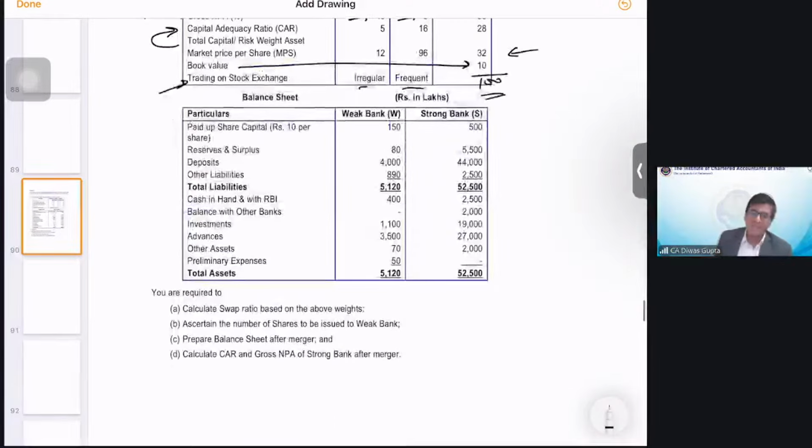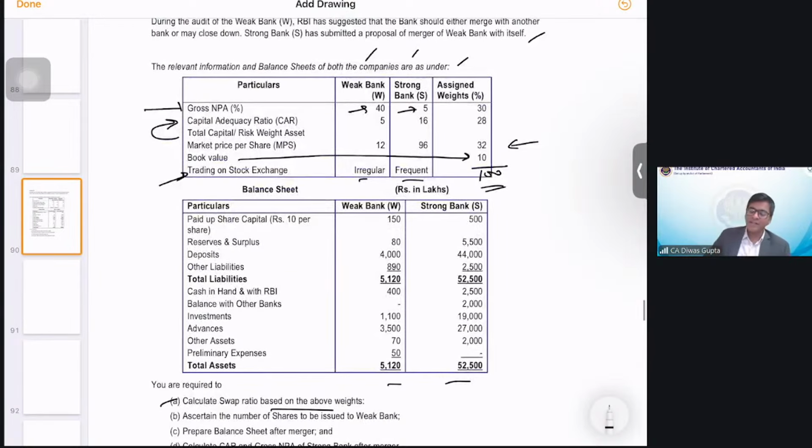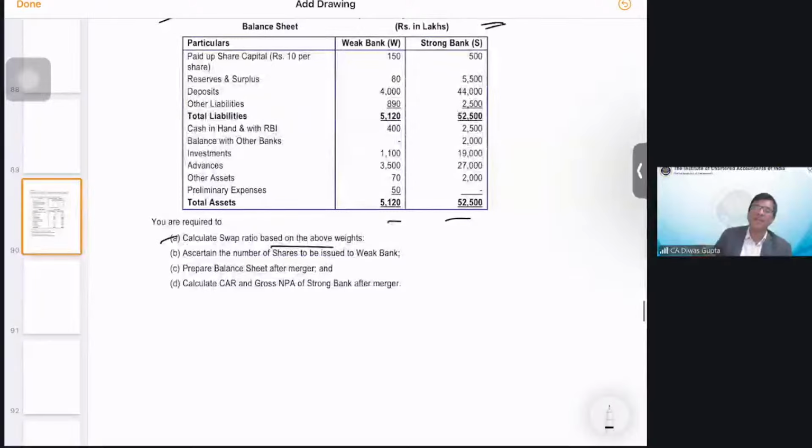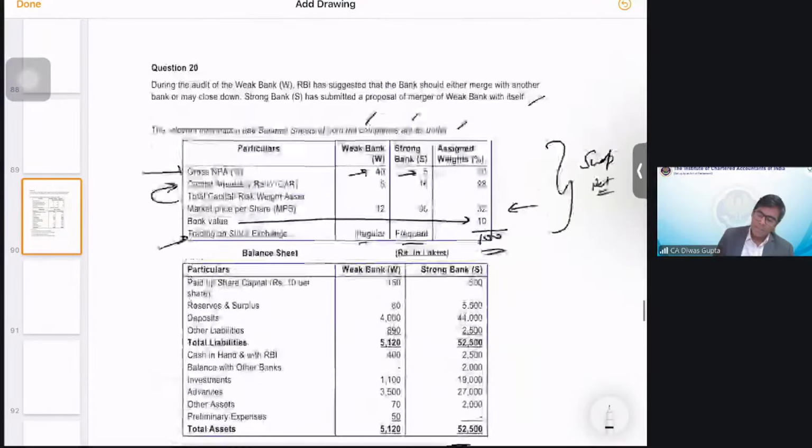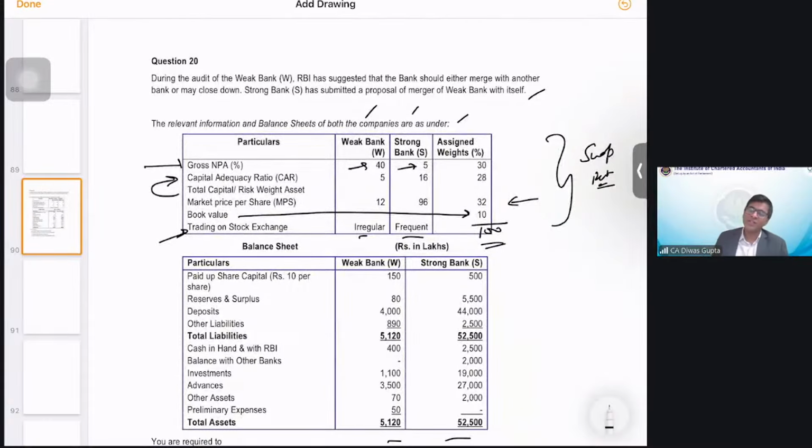Let's see the balance sheets. For Weak Bank and Strong Bank, we are given paid up share capital, reserves and surplus, deposits, and other liabilities; similarly, cash in hand, balance with other banks, advances, other assets, preliminary assets, and the total. You're required to calculate the swap ratio based on the above weights. Second, ascertain the number of shares to be issued to Weak Bank. After calculating the swap ratio, we can do that.